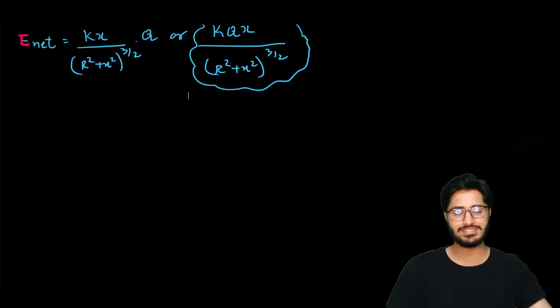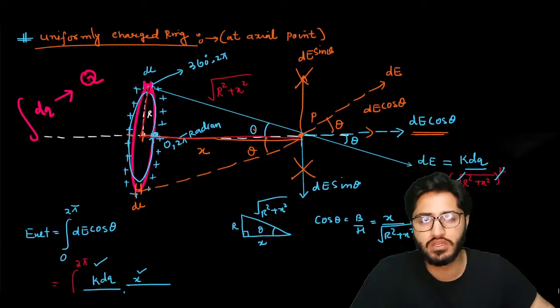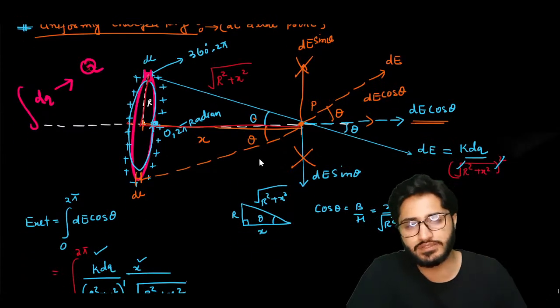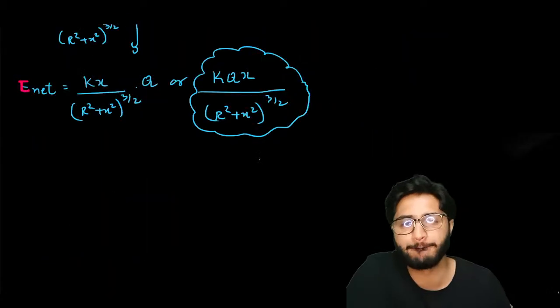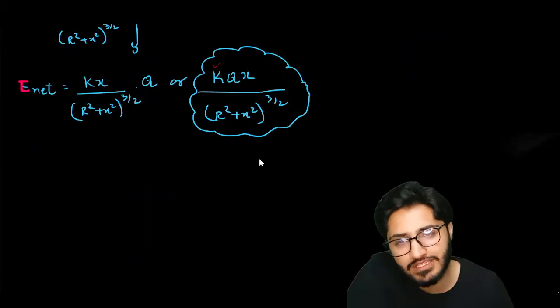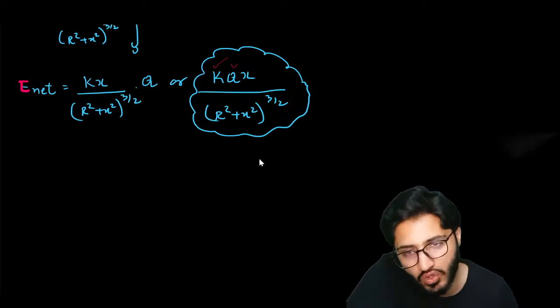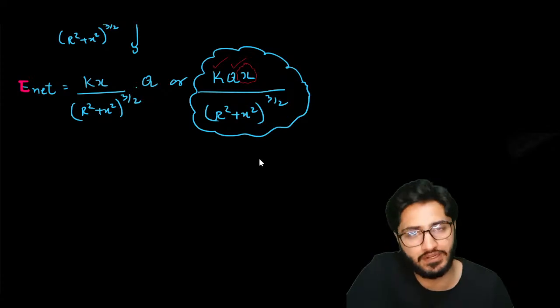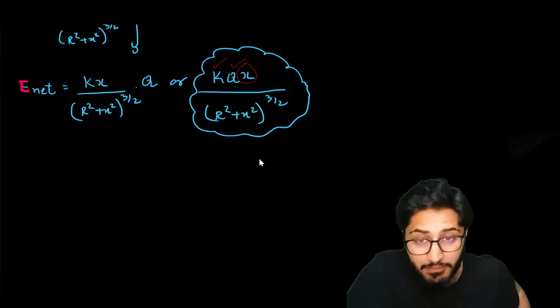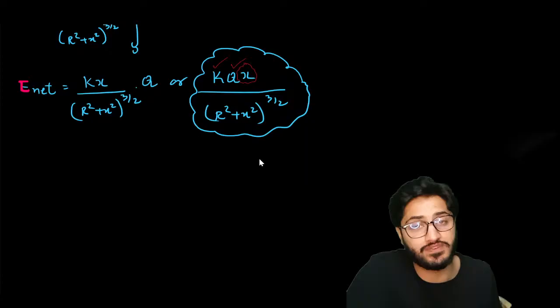Look, you can see from this particular figure now. R is constant. K is constant. Q is constant. Then X is varying now. So we need to find out a value where my maximum field will exist. So what will I write here?